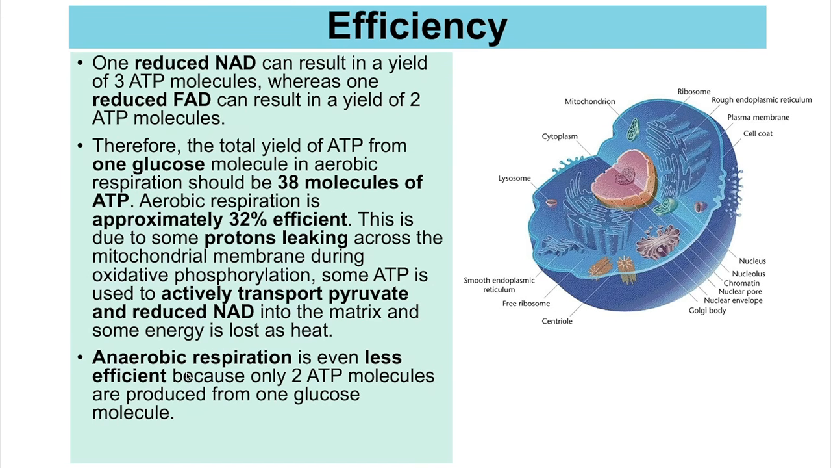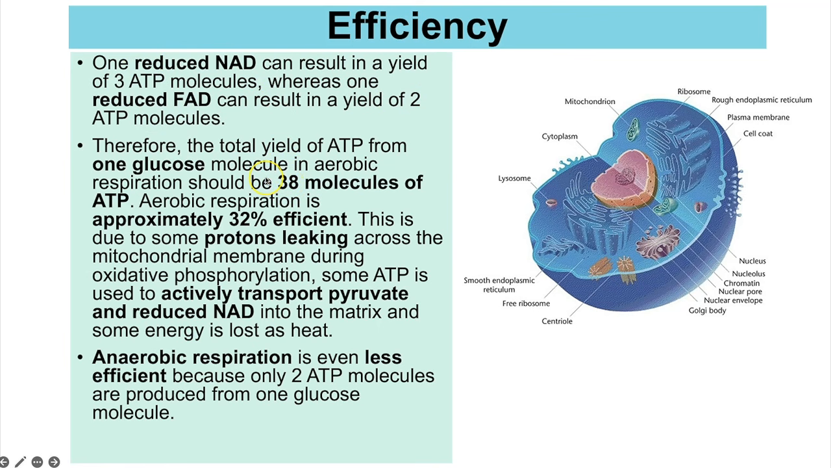So in terms of the efficiency of these reactions, one reduced NAD can result in a yield of 3 ATP molecules in that oxidative phosphorylation that we just saw, whereas one reduced FAD can result in a yield of 2 ATP molecules. And if we think back to the fact that we said from one glucose molecule, we create 10 reduced NAD and 2 reduced FAD, that results in 34 ATP molecules. Because we've got 3 times 10 and 2 times 2, so that's 34.